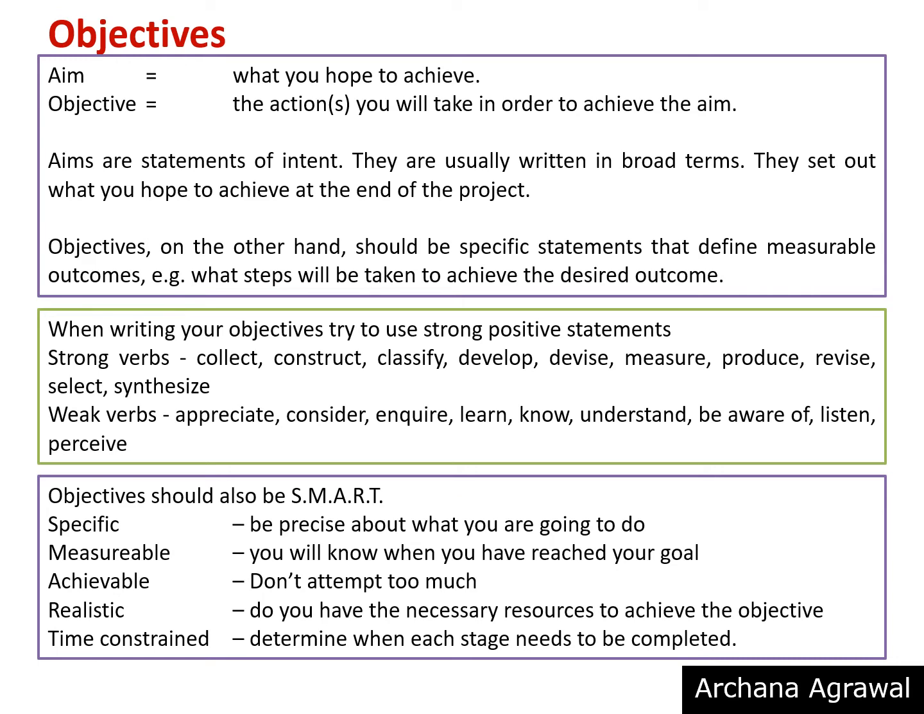Objectives should also be SMART. By SMART, what I mean is S for specific, M for measurable, A for achievable, R for realistic, and T for time constrained. Your objectives should be specific, meaning be precise about what you are going to do. They should be measurable. They should be achievable. Don't attempt too much. A less ambitious but completed objective is better than an over-ambitious one that you cannot possibly achieve.